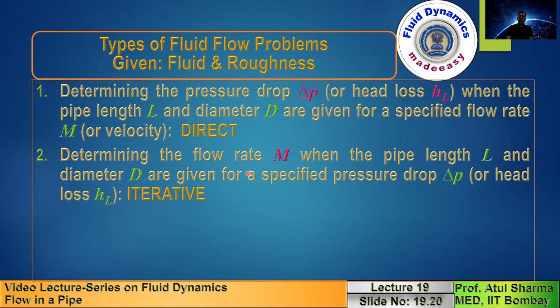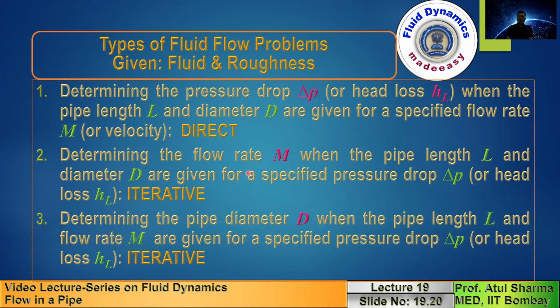Let us suppose you have a pump, you also have a pipe of certain length and diameter, and you want to know what is the mass flow rate. Now, in this case, note that if you don't know the mass flow rate, you don't know the average velocity, and if you don't know the average velocity, you cannot calculate the Reynolds number. So this is a problem which is iterative in nature.